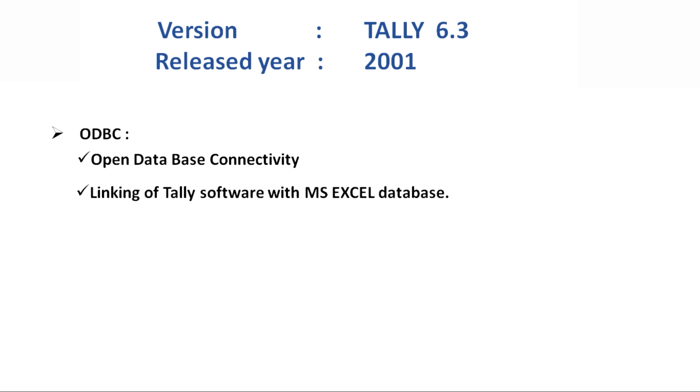Next we come to version 6.3, which was released in 2001. In this version, Tally started connecting with MS Excel also, with the help of the ODBC option. ODBC stands for Open Database Connectivity. With this, you can link Tally reports to an Excel database. Without giving any command in Tally, you can go to an Excel sheet, use the Tally ODBC option, and pull whatever data you want from Tally into Excel.